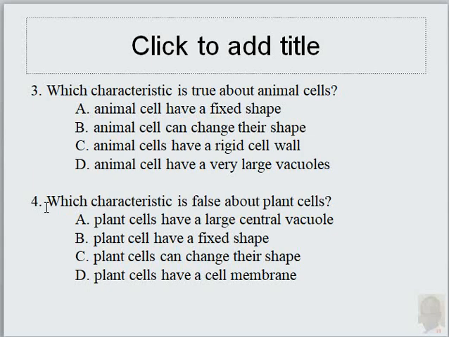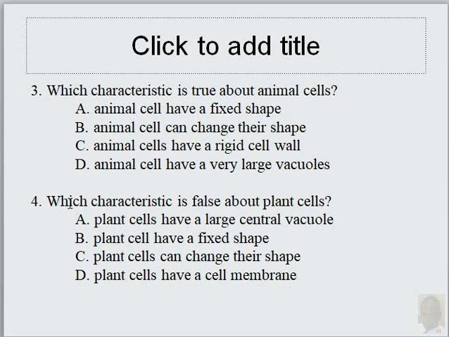Which characteristic is false about plant cells? A, plant cells have a large central vacuole. That is true, so that couldn't be the answer. B, plant cells have a fixed shape. That is true, so B could be the answer. Let us see if C and D have anything better. Plant cells can change their shape. That is not true because they have a rigid cell wall. Plant cells have a cell membrane. That is true.